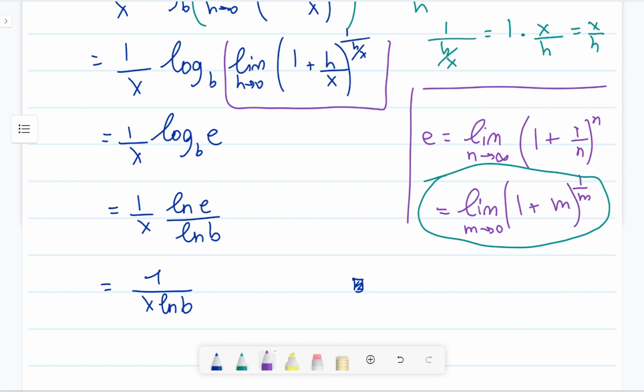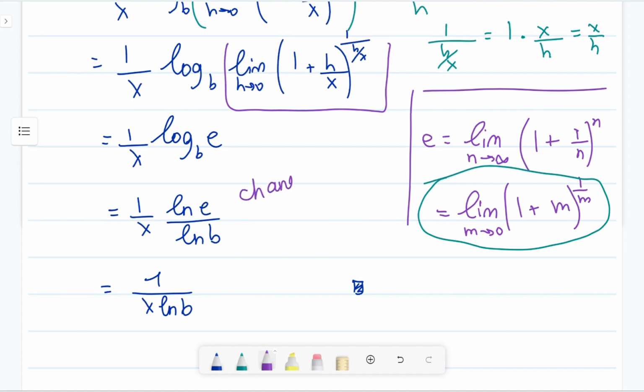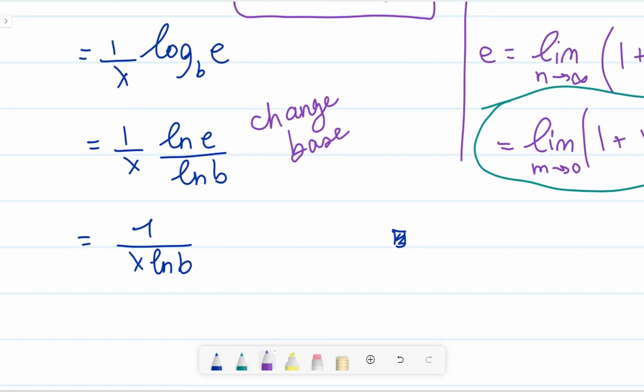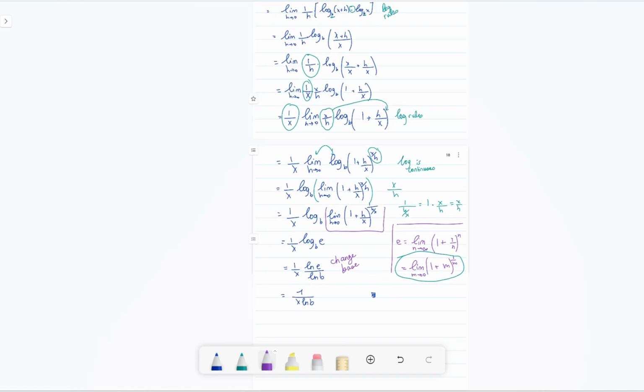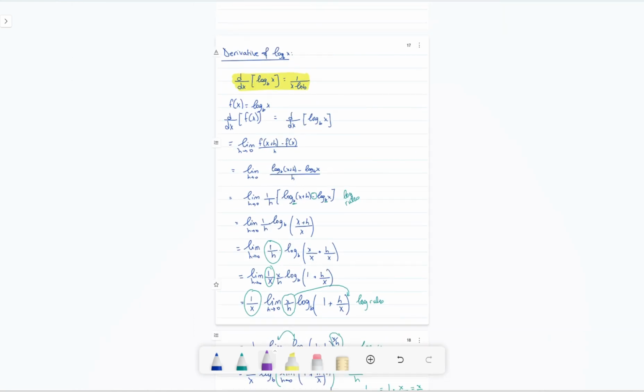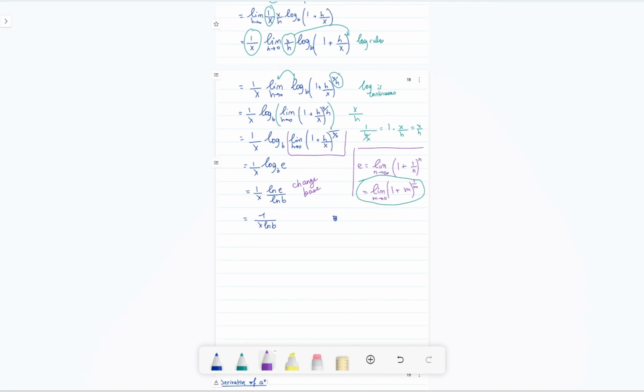And what can we do with this? We can change the base. Using log rules, we can write this as ln of e divided by ln of b. And what is ln of e? ln of e is 1. So this leaves us with 1 divided by x ln of b. And this is our proof.